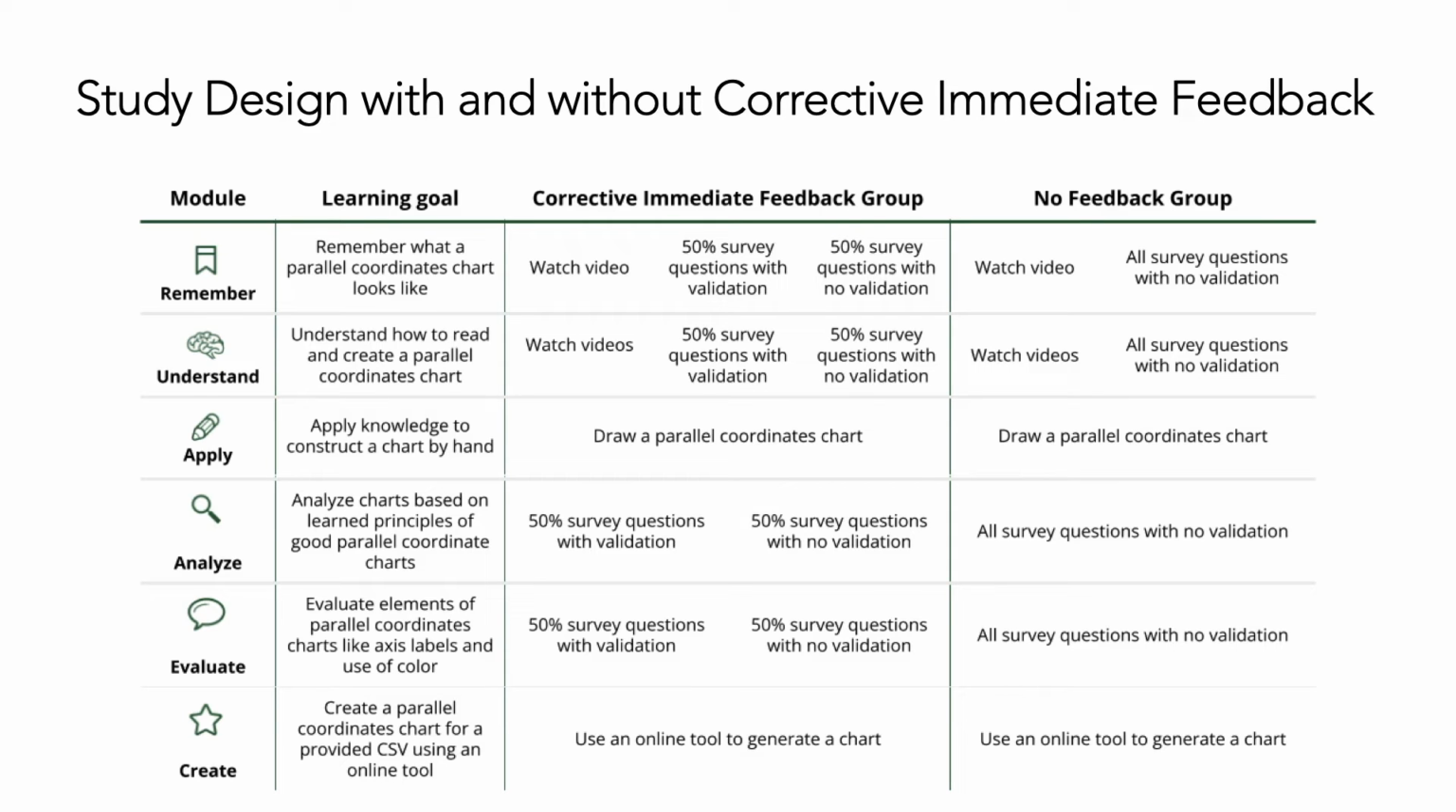To enable the comparison between the Corrective Immediate Feedback group and the No Feedback group, we showed both the groups of students the same questions, but for each module, the CIF group saw the first half of questions with immediate feedback and the second half without any feedback. Students in the CIF group were allowed to advance to the next question only if they answered the current question correctly. We then compared the accuracy of the questions for both the groups where they did not have any feedback.